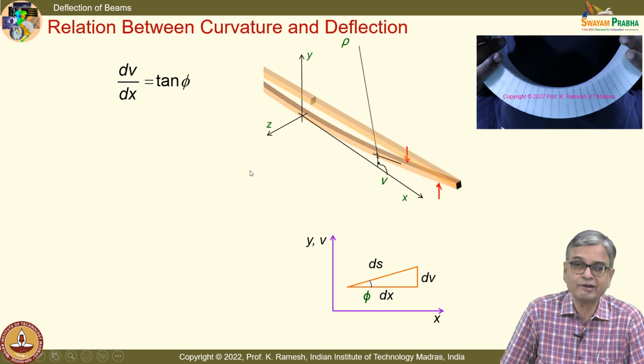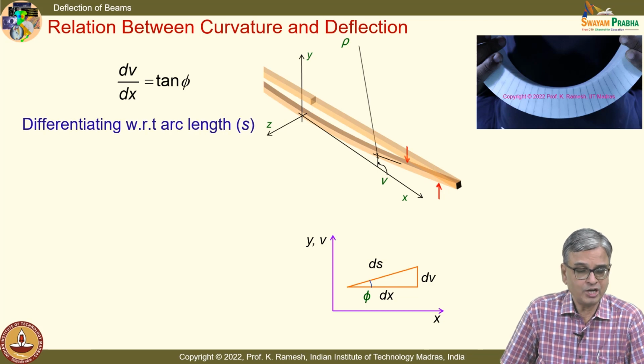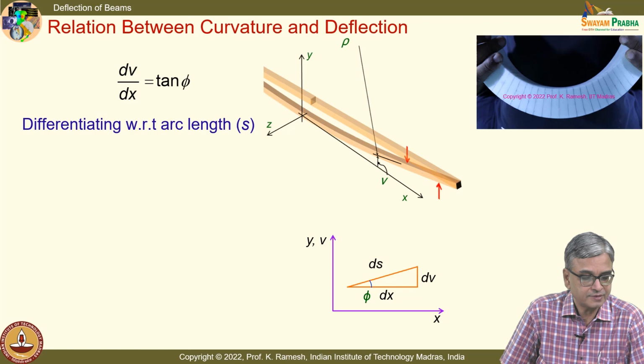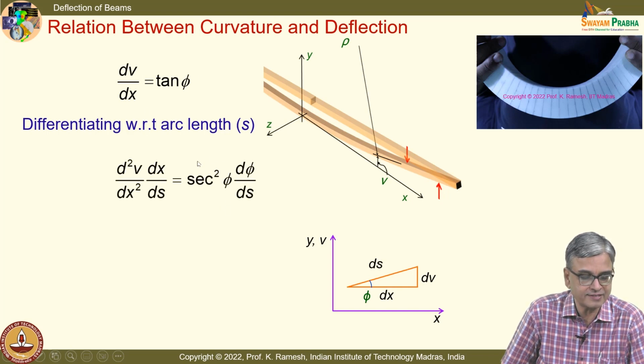Now, we will have to relate how to get the value of deflection v. We will differentiate this expression with d by ds. So, when I have to differentiate this with respect to d by ds, I will have to differentiate with respect to d by dx multiplied by dx by ds. And the derivative of tan phi is nothing but secant squared phi. So, I get d squared v by dx squared dx by ds equal to secant squared phi d phi by ds.